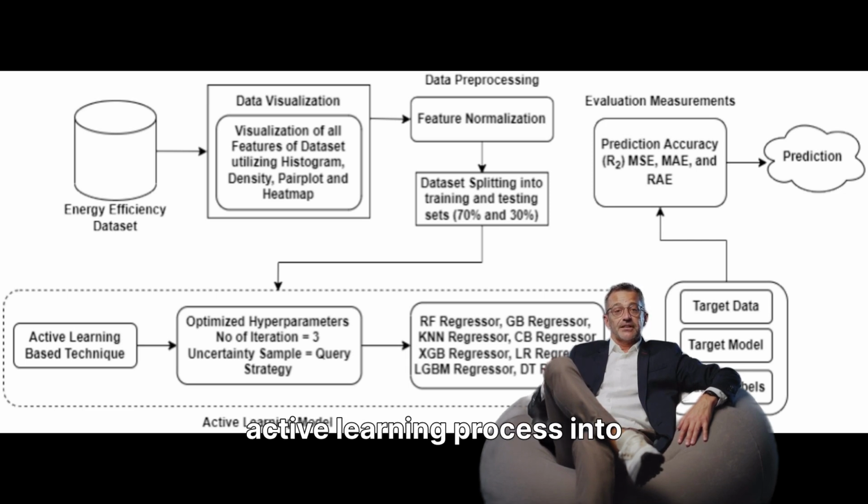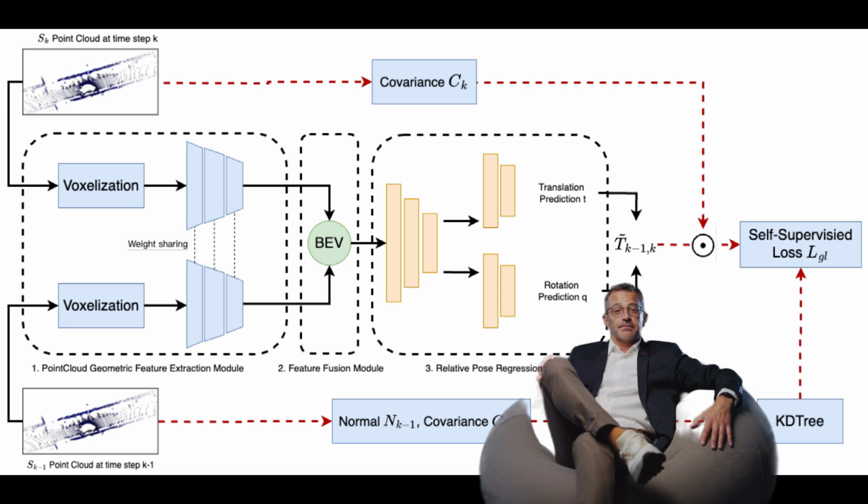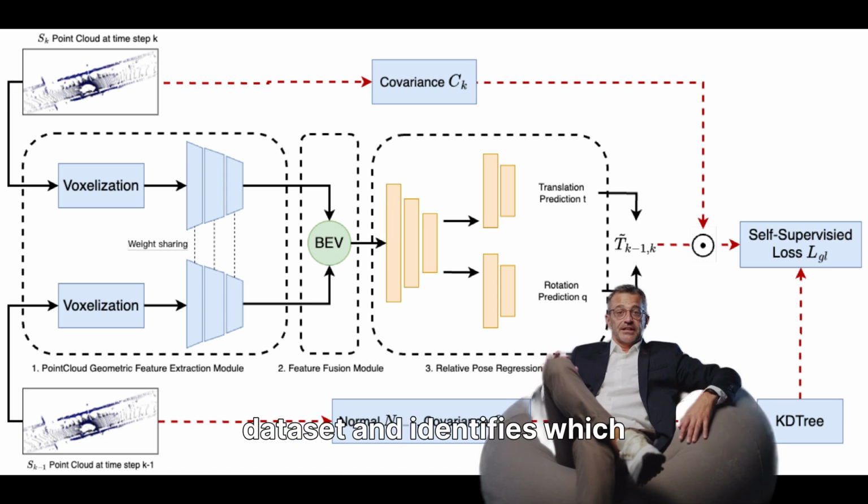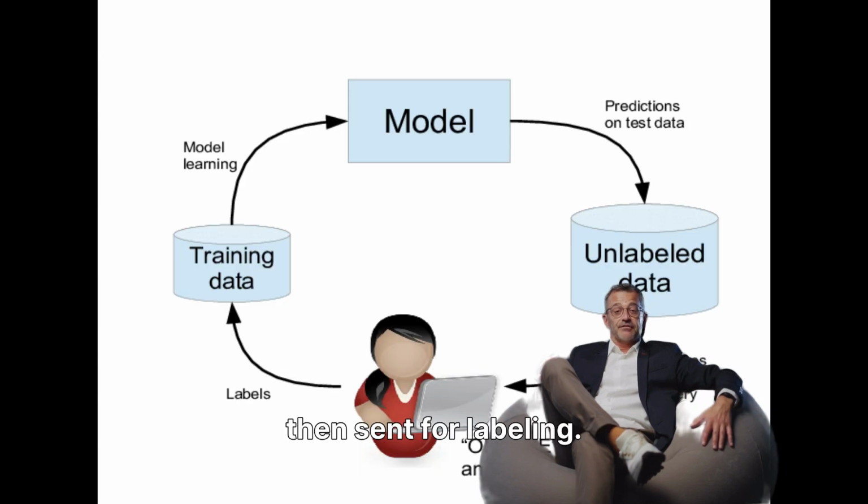Let's break down the active learning process into a few key steps. First, you start with a small, labeled dataset. Then, the model is trained on this dataset. Next, it makes predictions on a larger, unlabeled dataset and identifies which instances it is most uncertain about. These uncertain instances are then sent for labeling. Finally, the model is retrained on the new, augmented dataset. This cycle continues until the model reaches a satisfactory level of performance.